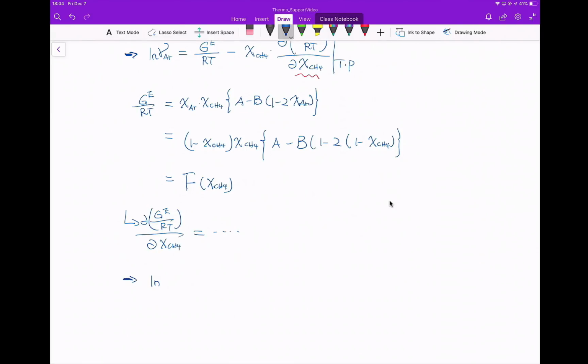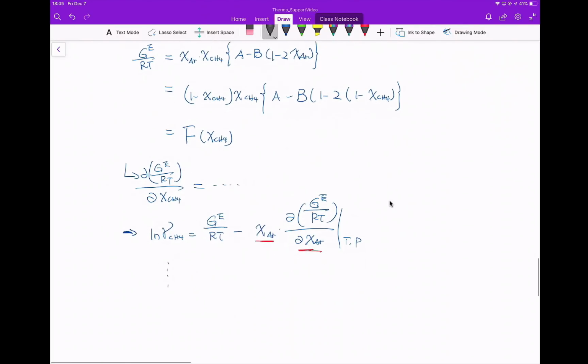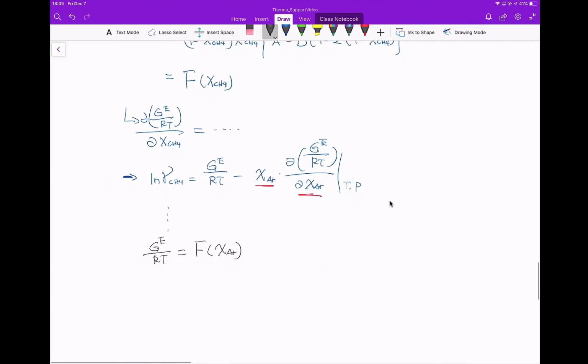Then the other is, well, I can do this very similarly. I can write down this activity coefficient for methane. It shall be excess Gibbs energy over RT minus X argon times the partial derivative of excess Gibbs energy over RT with respect to X argon, temperature and pressure fixed. So you see this is argon, and then I do the calculations where I'm trying to rewrite GE over RT now as a function of X argon. Right, this is number 1.